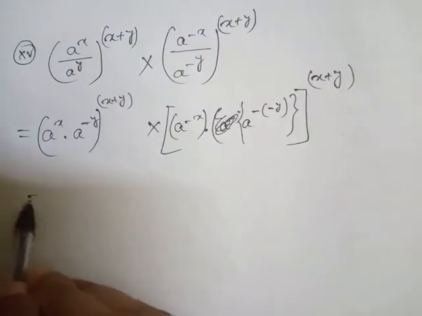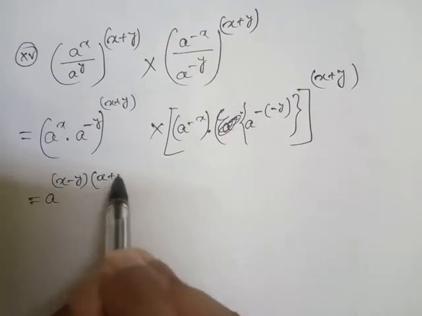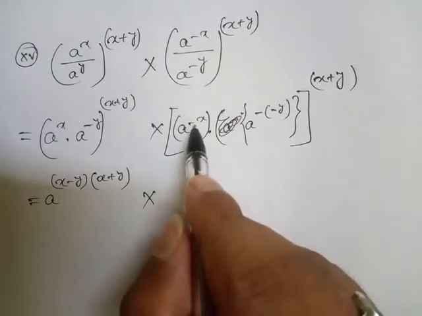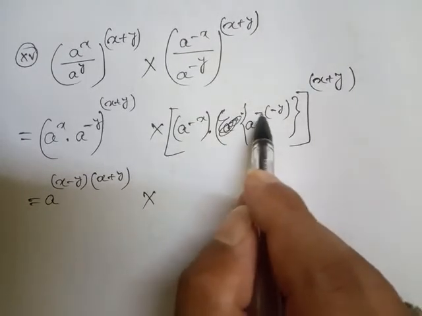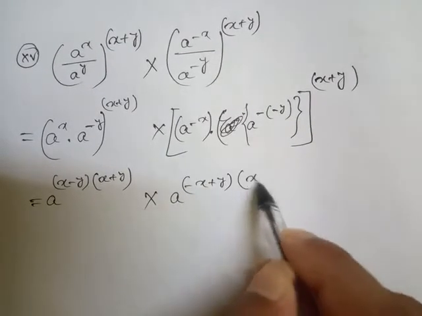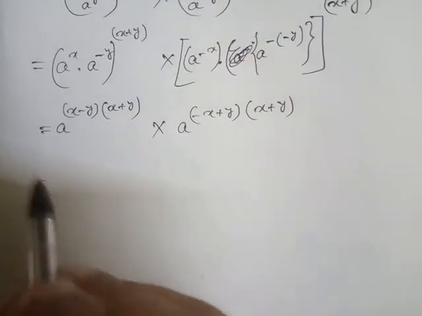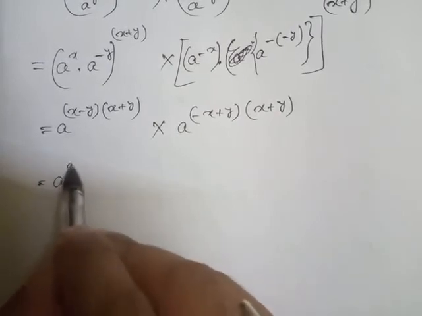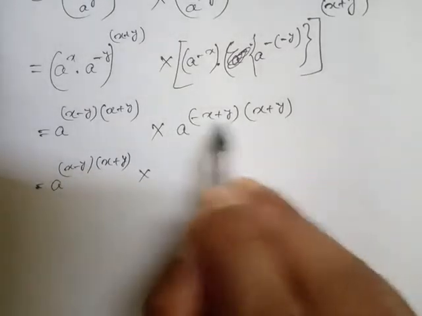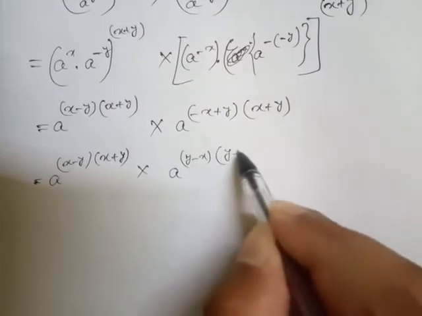Now the next step, the base is the same so the powers should be added. So a to the power x minus y here, and there is x plus y into, again there is minus, minus becomes plus, and there is minus x, and minus minus plus. So a to the power minus x plus y, and this becomes x plus y. Now look student, after that, a to the power x minus y and x plus y into, now if I interchange here, then a to the power y minus x, then there is y plus x.